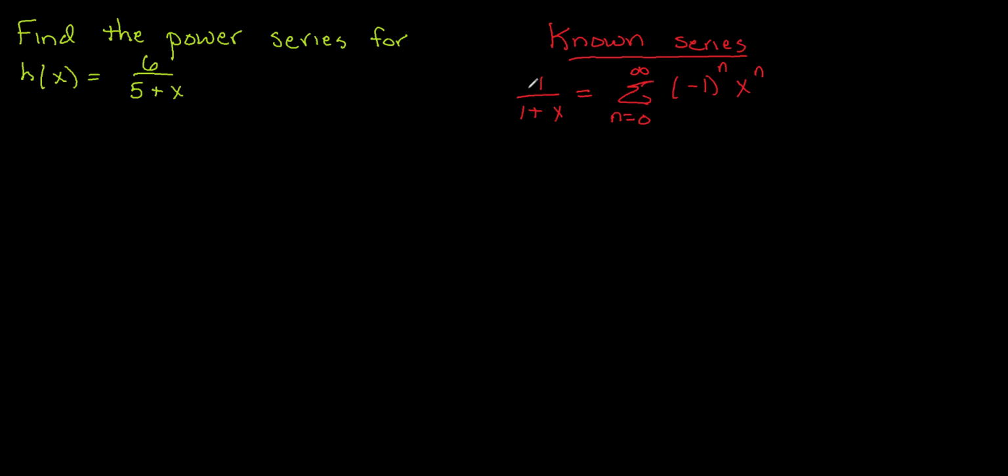So let me fix that. I'm going to factor out a 6. And now in my numerator, I've got a 1. So that's going to match up nicely. And then in my known series, I've got 1 plus x, or 1 plus some unknown weird quantity. So I really do need a 1 plus something. So instead of a 5, I need that to be 1. So I'm going to factor out a 5 from my denominator. And if I do that, I'm going to be left with 1 plus x over 5.